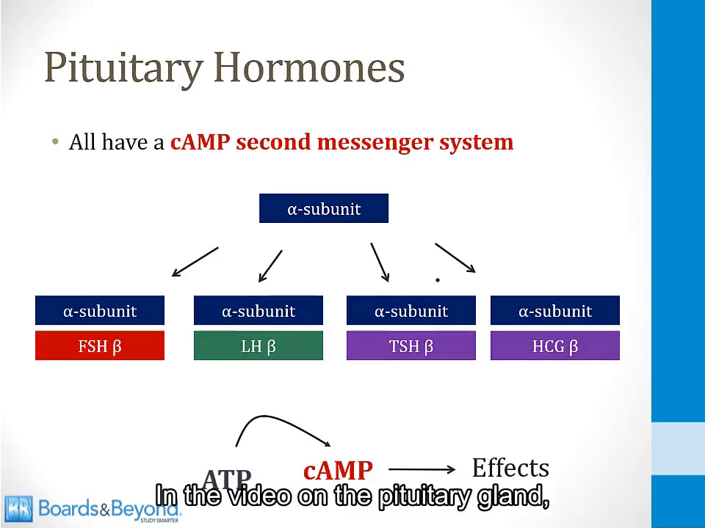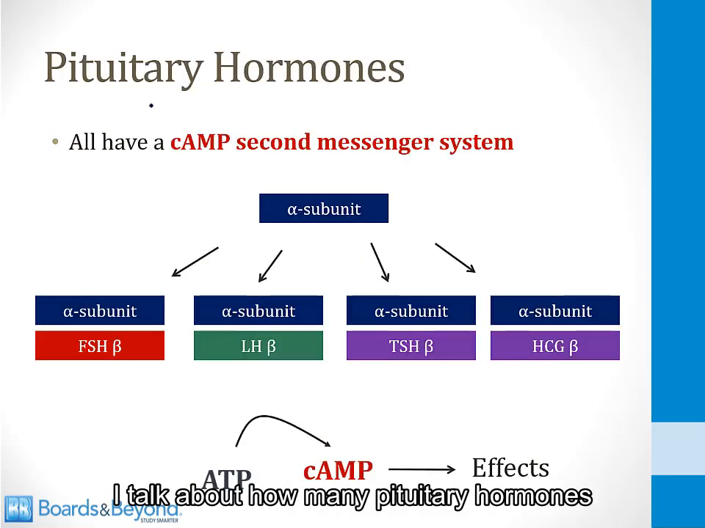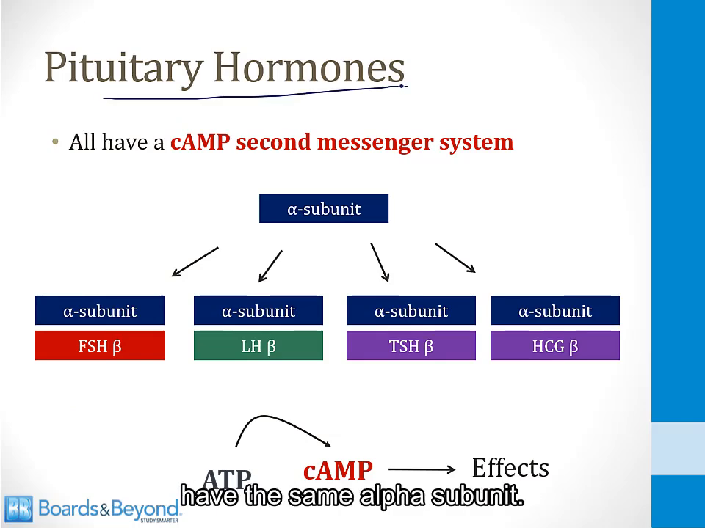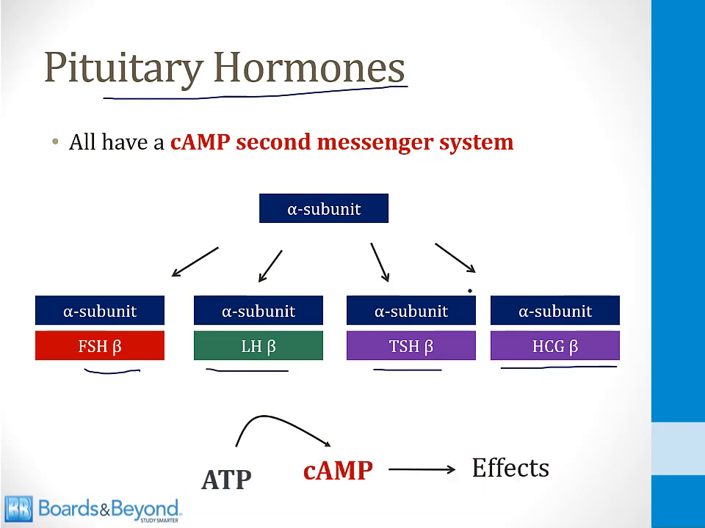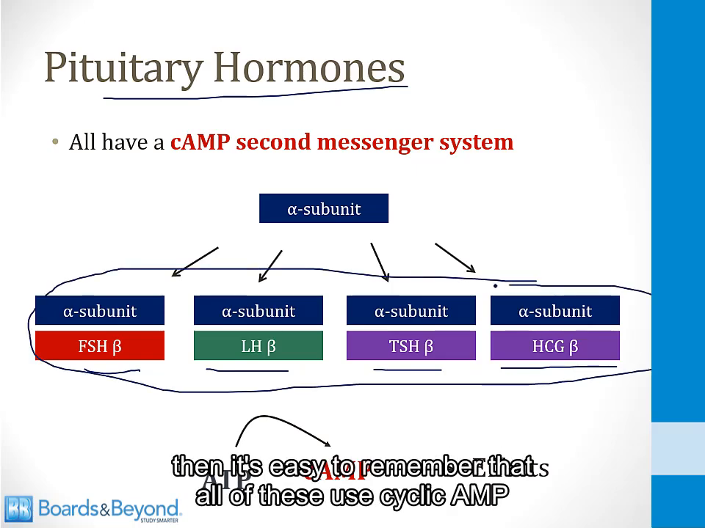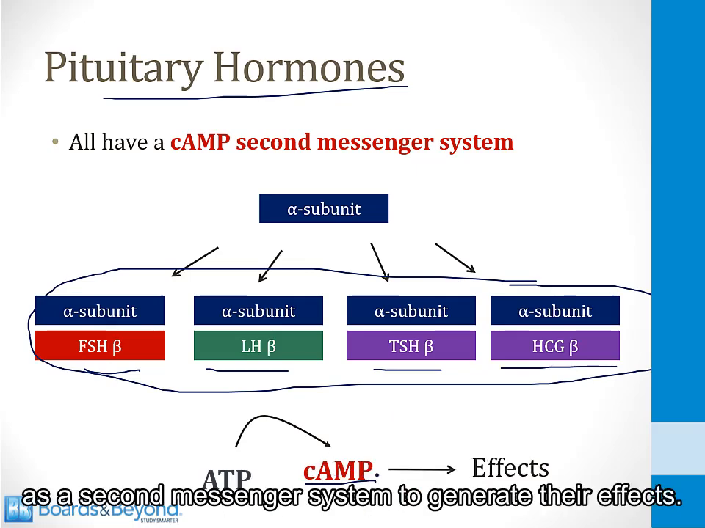In the video on the pituitary gland, I talk about how many pituitary hormones have the same alpha subunit. FSH, LH, TSH, and also HCG all have the same alpha subunit. And if you know this, then it's easy to remember that all of these use cyclic AMP as a second messenger system to generate their effects.